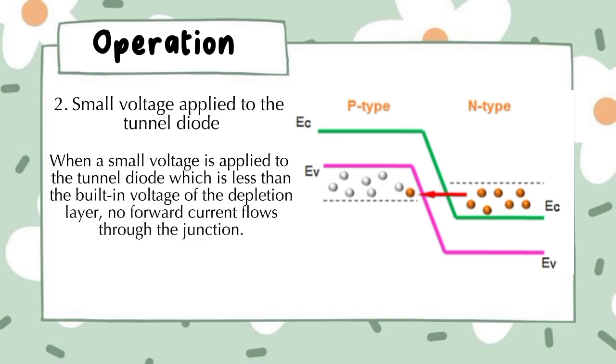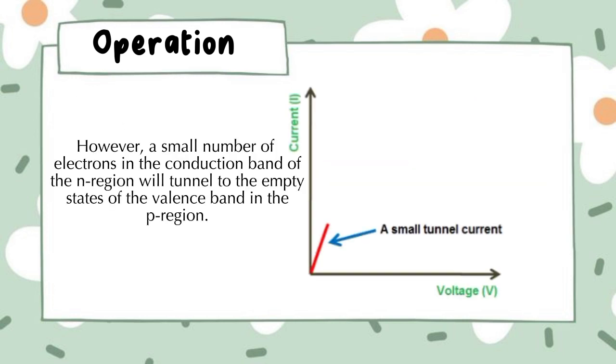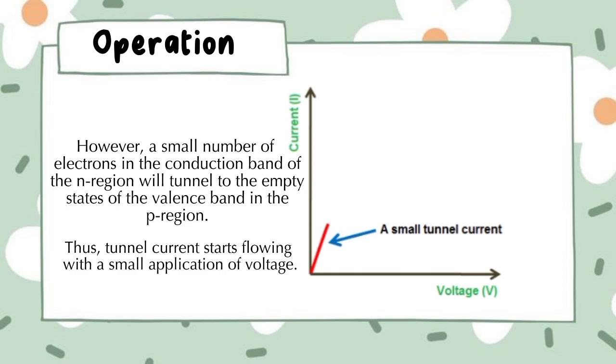When a small voltage is applied to the tunnel diode, which is less than the built-in voltage of the depletion layer, no forward current flows through the junction. However, a small number of electrons in the conduction band of the n region will tunnel to the empty states of the valence band in the p region. This will create a small forward bias tunnel current. Thus, tunnel current starts flowing with a small application of voltage.